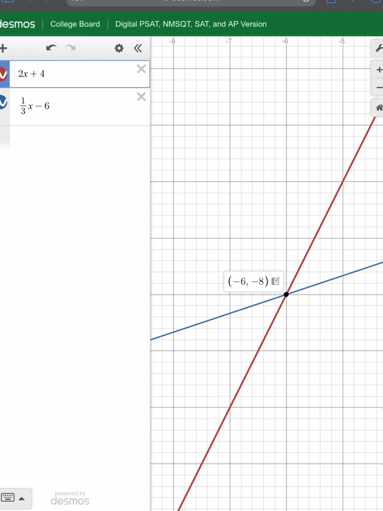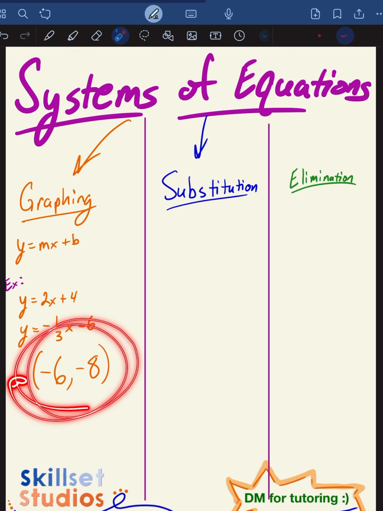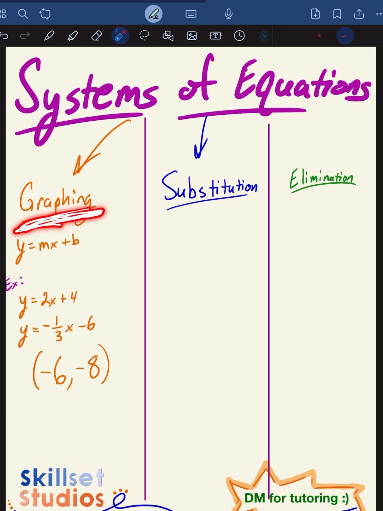-6, -8 in this case. Normally the answer is written as an ordered pair with the x and then the y in parentheses. The downfall of graphing is that if you're not allowed to use the calculator, it can take some time, and a lot of people have issues with graphing, which then leads us to substitution.